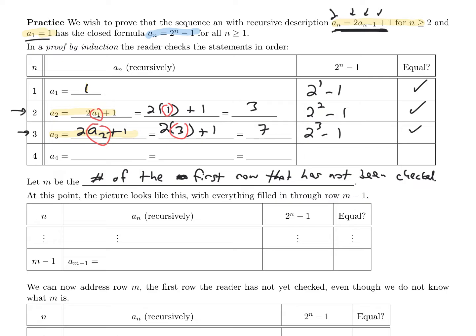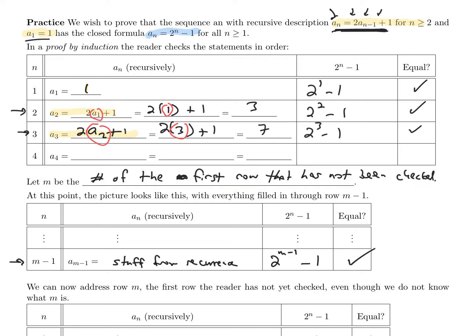So if row 100 is the first row that hasn't been checked, that means I know that the reader has worked their way all the way down through row 99 and checked everything off. And so the last row that they did check then is going to be row m minus 1, and so I can at least describe what that looks like. The a sub m minus 1 is going to be some stuff from the recurrence relation. That's what that's going to look like. The closed formula, I can say exactly what that looks like, because that's just the closed formula when you use m minus 1 in place of n. And those two things have to be equal.